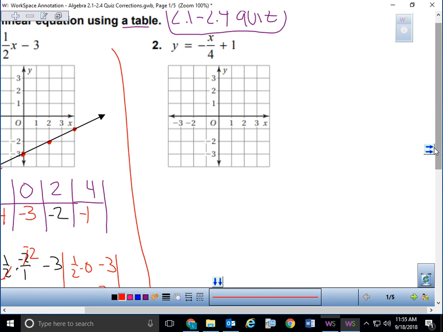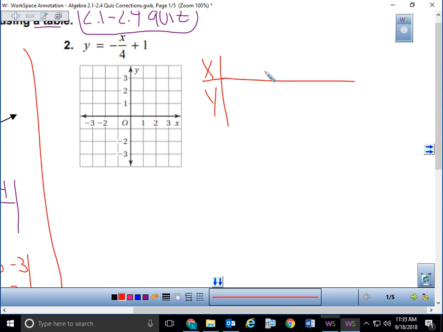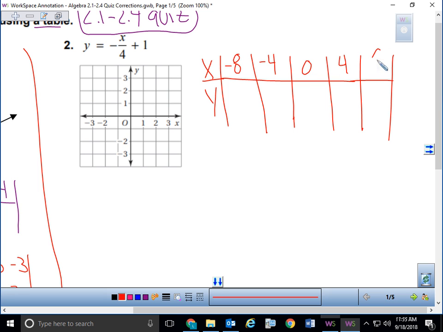Question 2. Then you have a fraction. Same directions, graphing using a table. My denominator in the slope is a 4, and so I'm going to choose x values that are multiples of 4. Make it easy. Here, this is going to give us some big values, but that's okay. So I'm going to choose -8, -4, 0, +4, and +8.